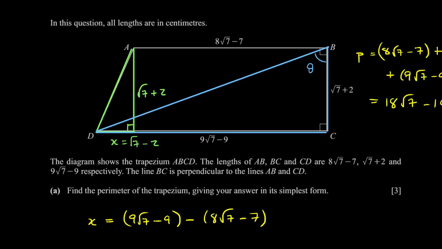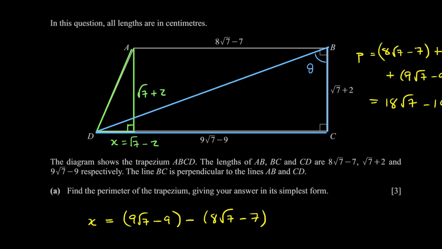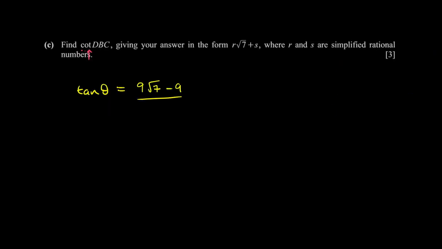And tan, of course, is opposite over adjacent. So the opposite side is 9 root 7 minus 9. It's that guy. So 9 root 7 minus 9 over the adjacent side, which was root 7 plus 2, that side there. So root 7 plus 2. And so therefore, cot will be the reciprocal of that, because it's 1 over tan, so it'll be root 7 plus 2 divided by 9 root 7 minus 9.